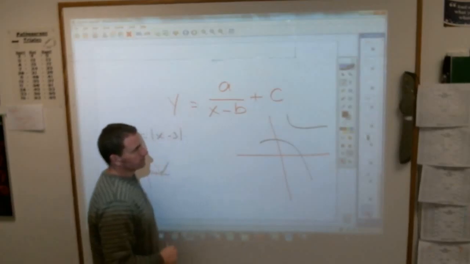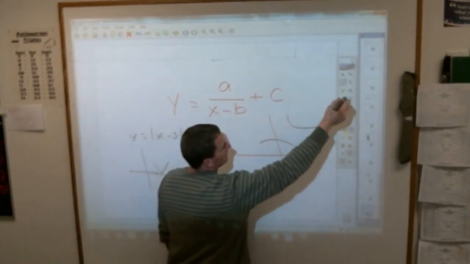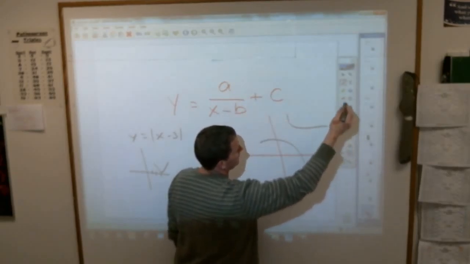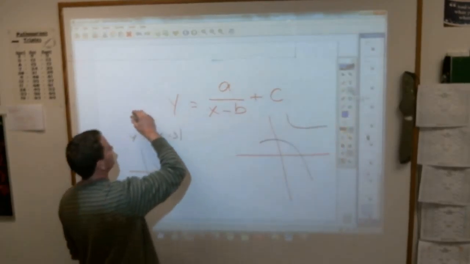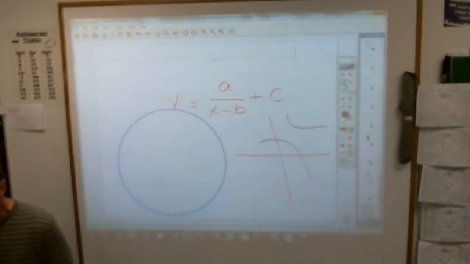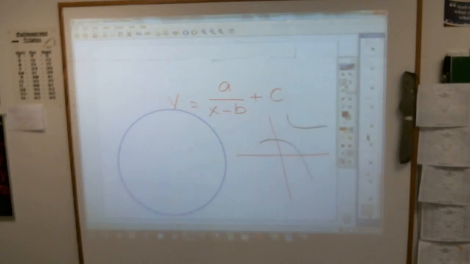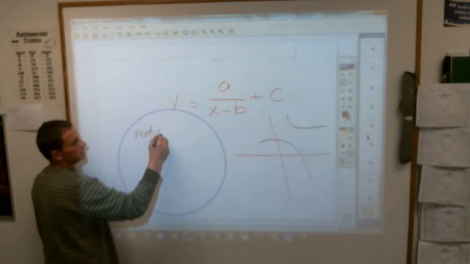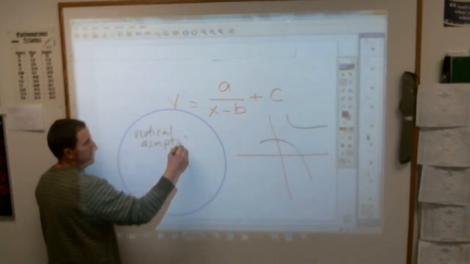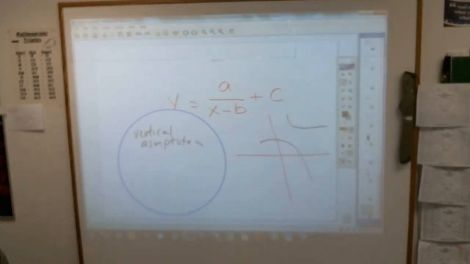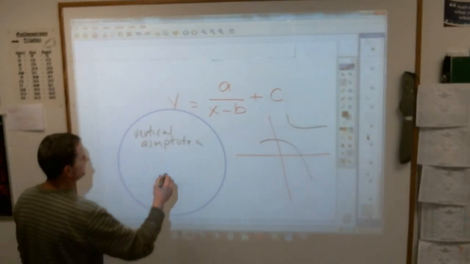Well, over here are the numbers you can't have when it's got all this complicated stuff. Just write this down. Take a little note here. The vertical asymptote, where did I come up with a different name? I just can't put those letters together. The vertical asymptote is when x equals b.